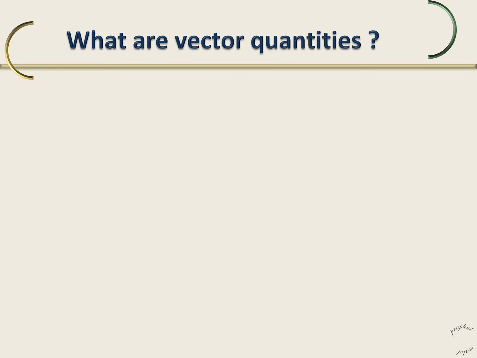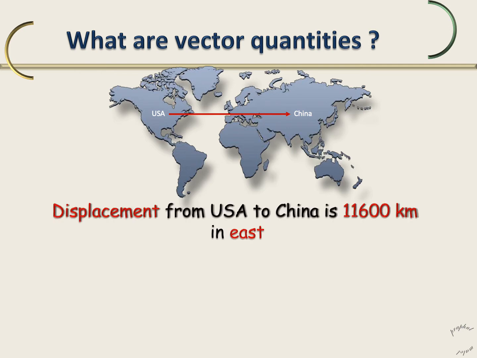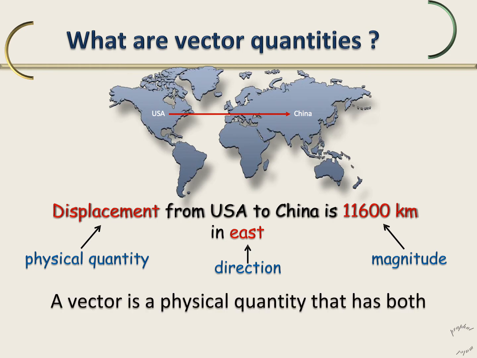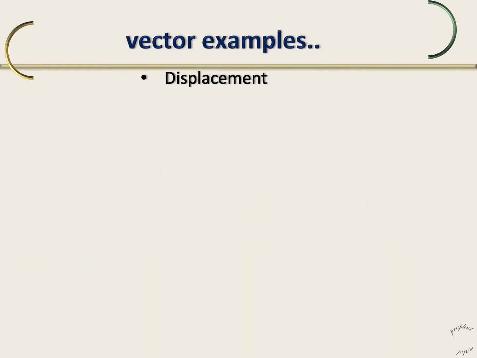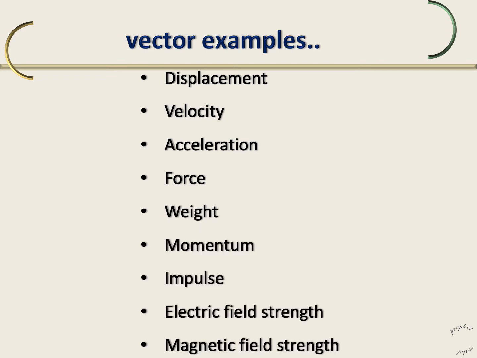Now, what are vector quantities? For example, if you want to describe the displacement between 2 points, you always have to specify the direction, like in this example. So there is a physical quantity, there is a magnitude and there is a direction. Then we call it a vector quantity. So a vector quantity is a quantity which has both magnitude as well as direction. A vector quantity is completely described only if you specify its direction. See some examples of vector quantities which you are going to study in your 2-year A-level syllabus.